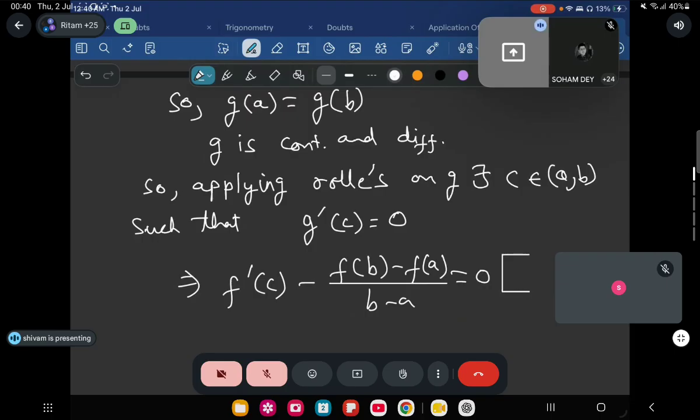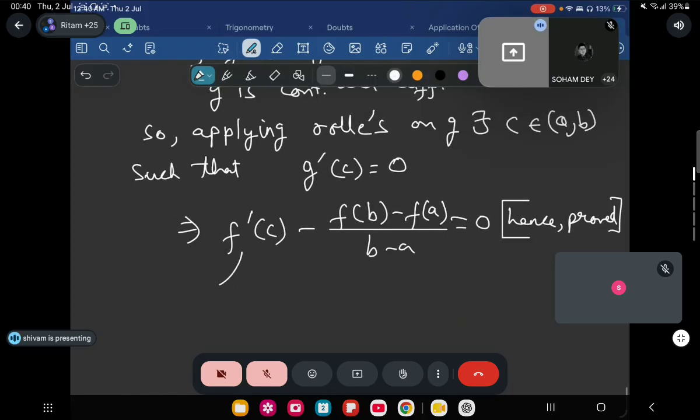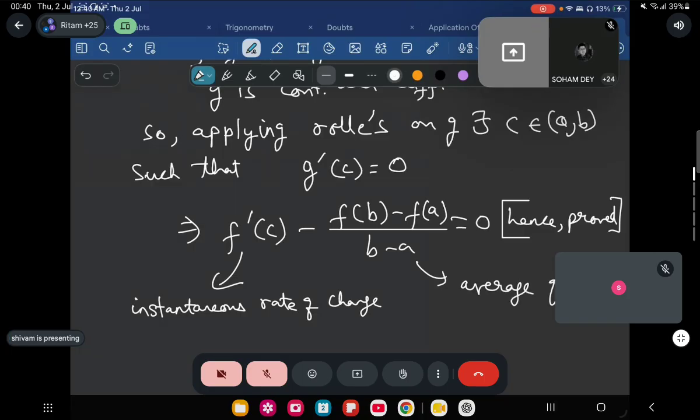Tell me, anyone having any doubt, you can ask me. Are you people getting? Okay. What is f dash c? F dash c is instantaneous rate of change. And what is this? Average rate of change.